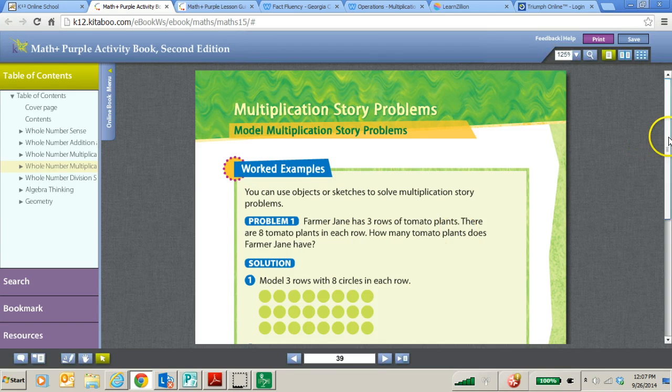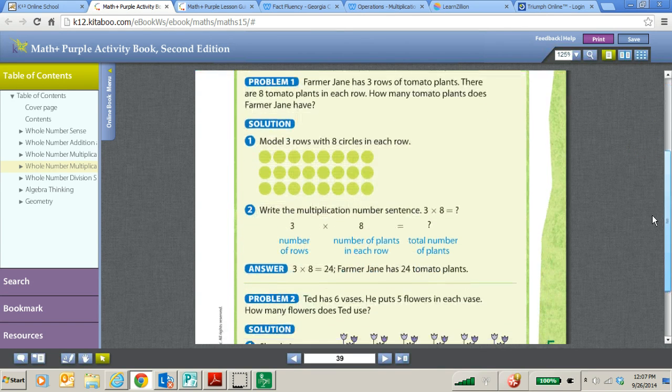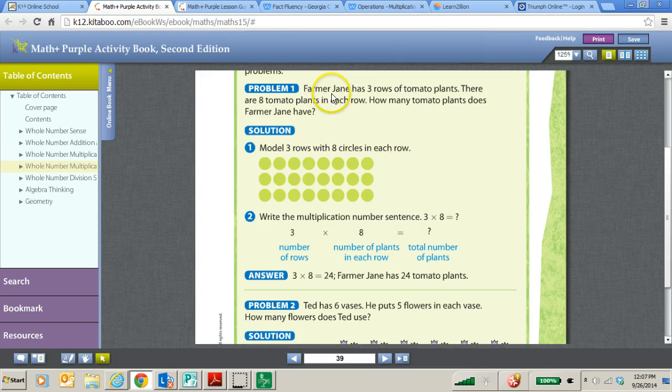And as you can see, as I mentioned, this unit talks about models in the real world. So we have Farmer Jane has 3 rows of tomato plants. There are 8 tomato plants in each row. How many tomato plants does Farmer Jane have? We do not want students to count one by one. We are wanting students to be able to skip count and understand that counting one by one can take a very long time. But when we have multiplication, we can use repeated addition and skip counting and then eventually remembering all of our facts. Then we have 3 rows with 8 in each row, so we have 3 times 8.